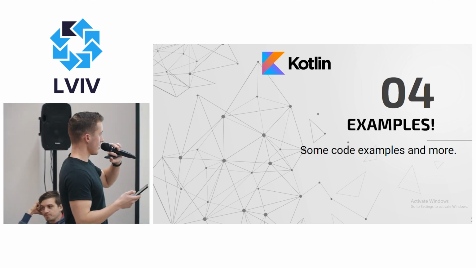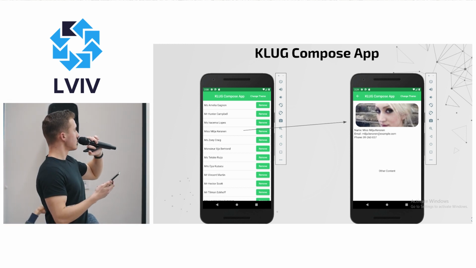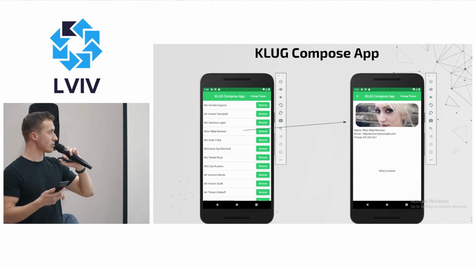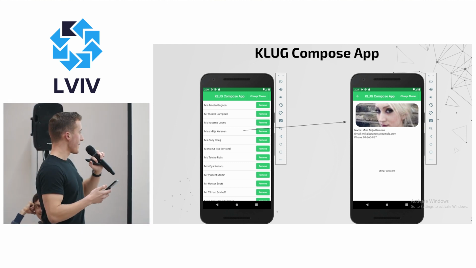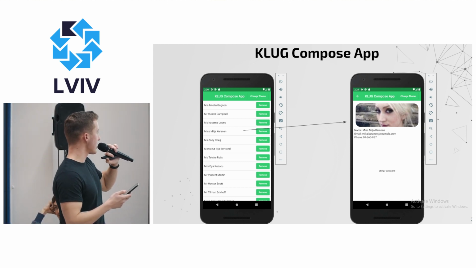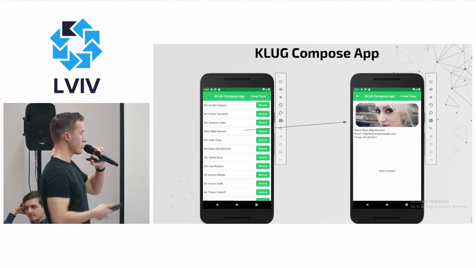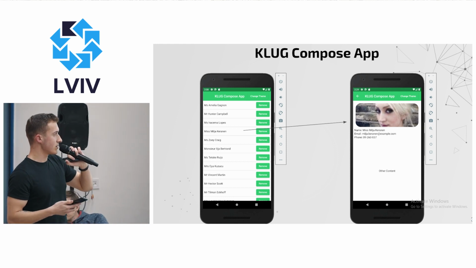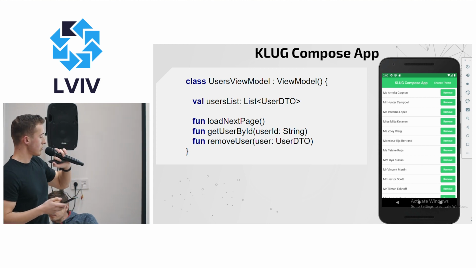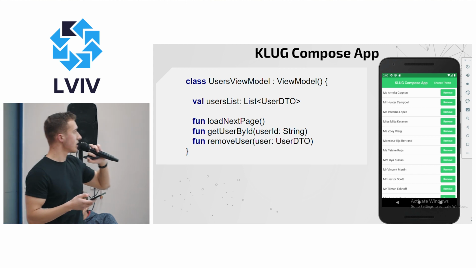Examples. Okay. It's a Jetpack Compose example app I wrote two days ago, or maybe nights, I don't remember. What does it do? It's a master-detail flow, just a list of users. You can remove a user, or you can see detailed data about this user. We have a view model with a few methods and a users list.